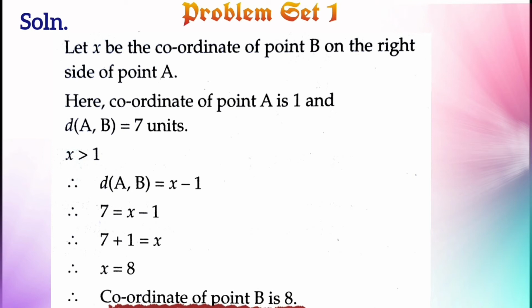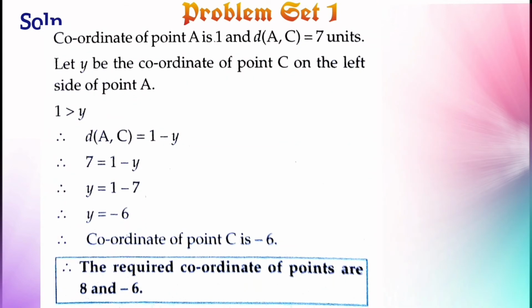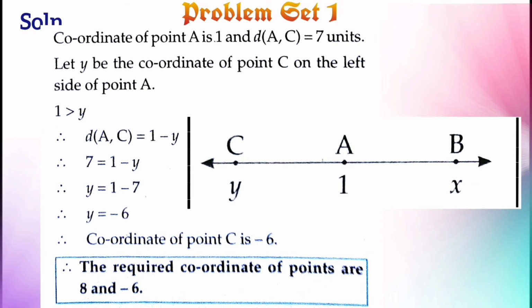And again, if you want to cross check your answer, you'll simply do greater coordinate minus smaller coordinate, that is 8 minus 1. 8 we have found and 1 was given, and 8 minus 1 is 7, that was given and it is correct. Let's see the next point. Let Y be the coordinate of point C on the left side of point A.